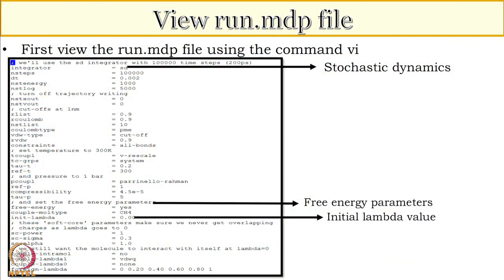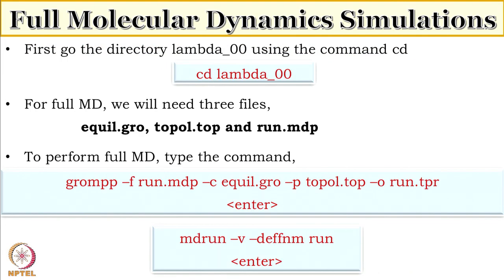So once we have the MDP file in each of the lambda directories, now what we do, we go to the directory first. We have lambda 0, right? So we go to the directory by using the command cd. Okay. So now in the lambda 0_00 directory we'll have the GRO file from the equilibration. We'll have the topology file and we'll have the MDP file for free energy calculation. Okay. So here also the same command, we first have to generate a TPR file and then we have to do an MD run.